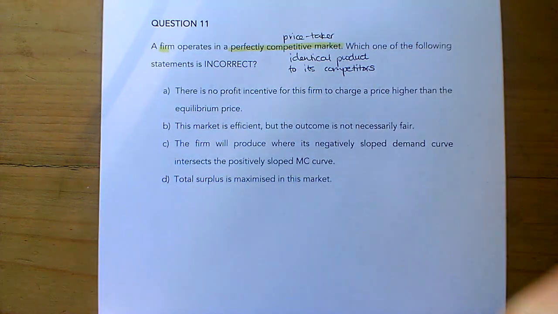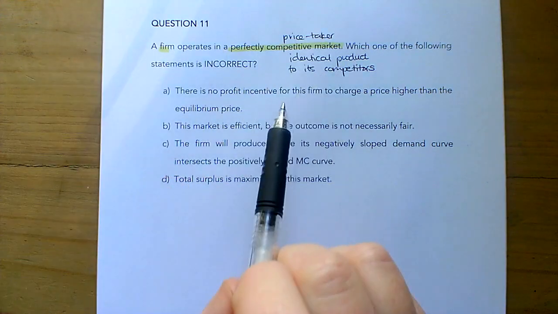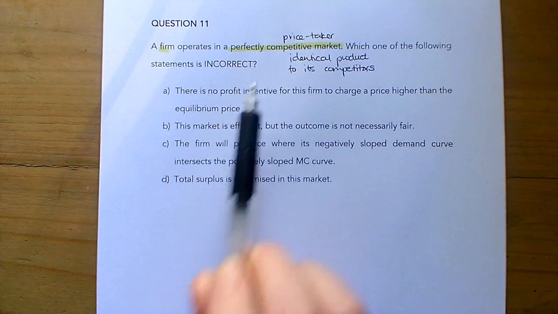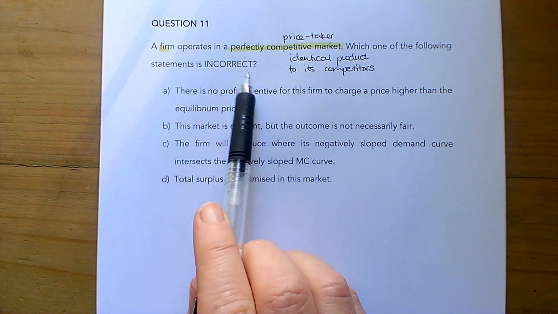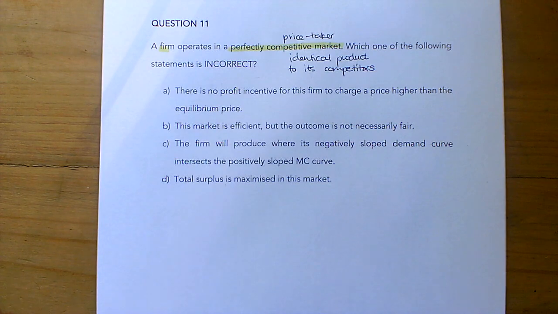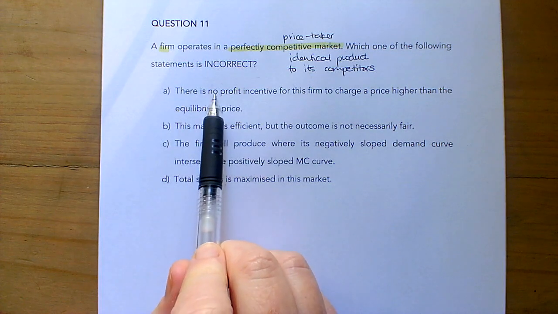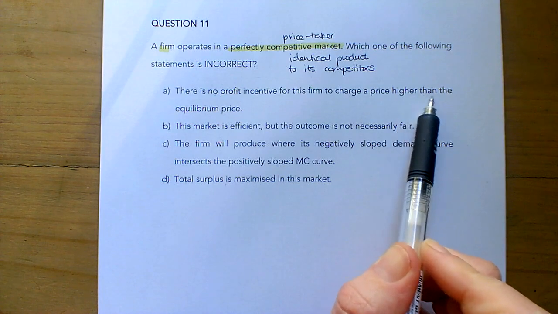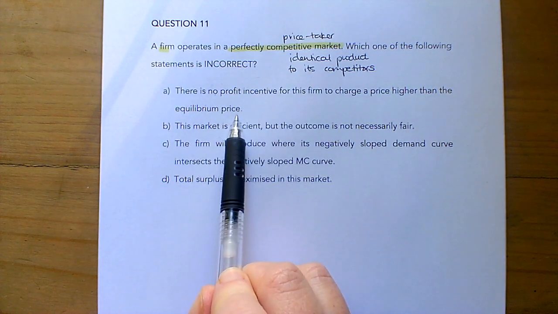Okay. So using this information, or using this assumption, we're going to see which of these statements below don't fit with the definition of a firm in perfect competition. So A says there is no profit incentive for this firm to charge a price higher than the equilibrium price.